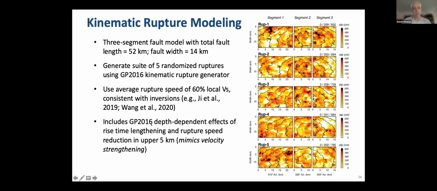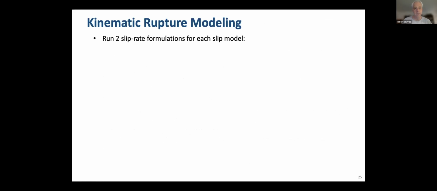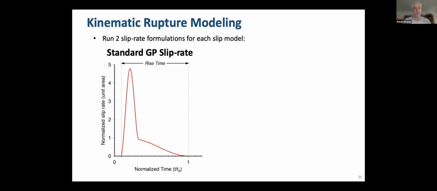Now, in this GP 2016 approach, there are depth-dependent effects of rise time lengthening and rupture speed reduction, as Arben had alluded to. And these are designed to mimic effects of velocity strengthening in the upper 5 kilometers of the rupture. Now, for each of those rupture models, we're going to run 2 realizations, and they use different slip rate formulations. The one set is using what I call the standard GP slip rate, and that's plotted here. Arben had shown some of these, and Martin had also shown some representative examples.